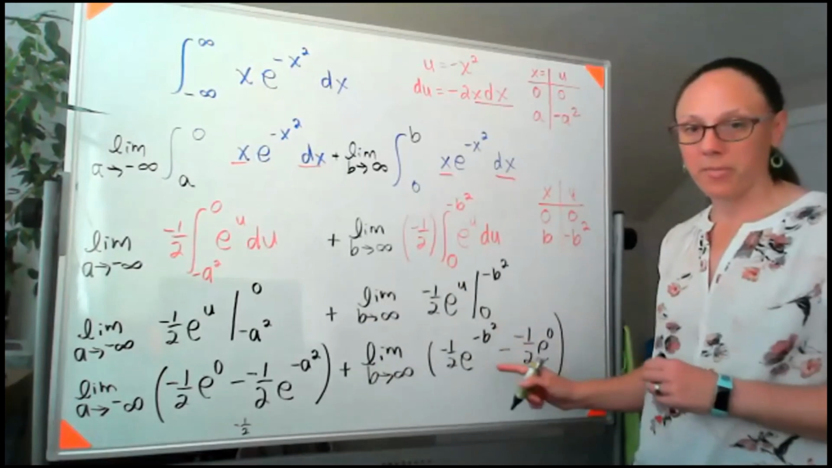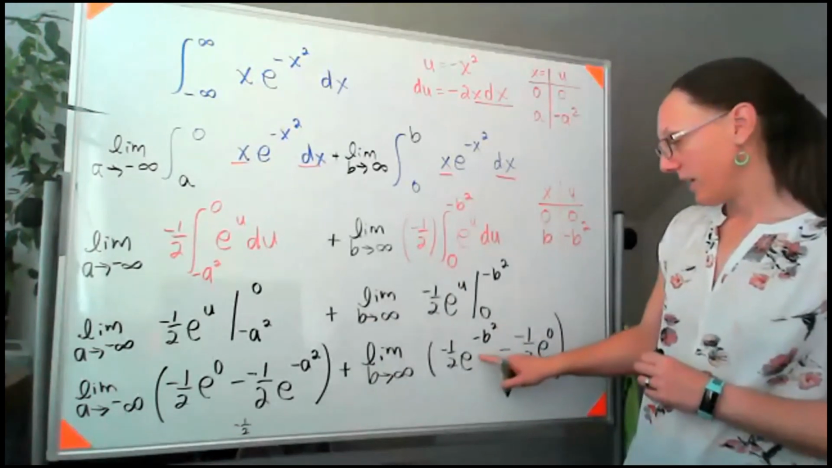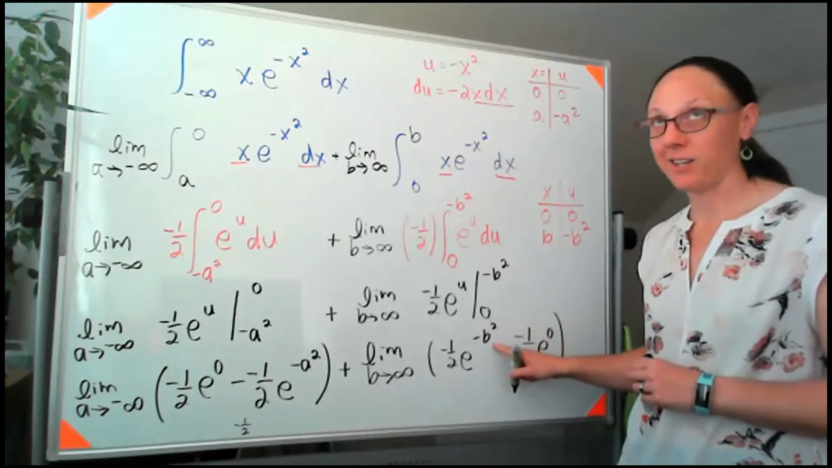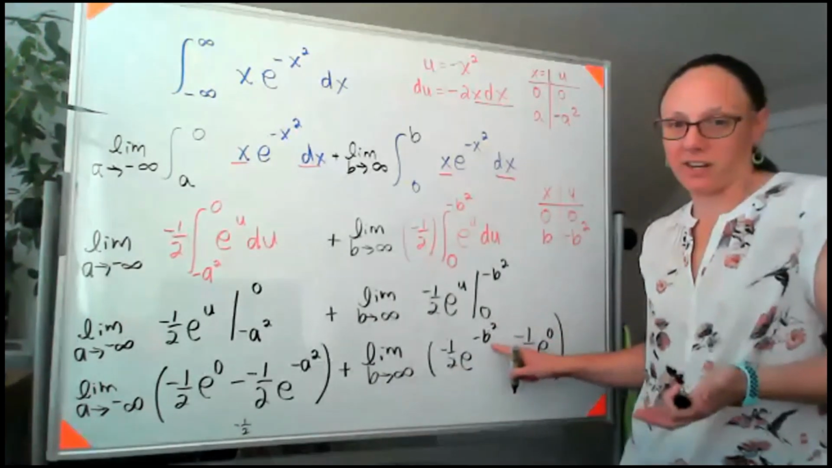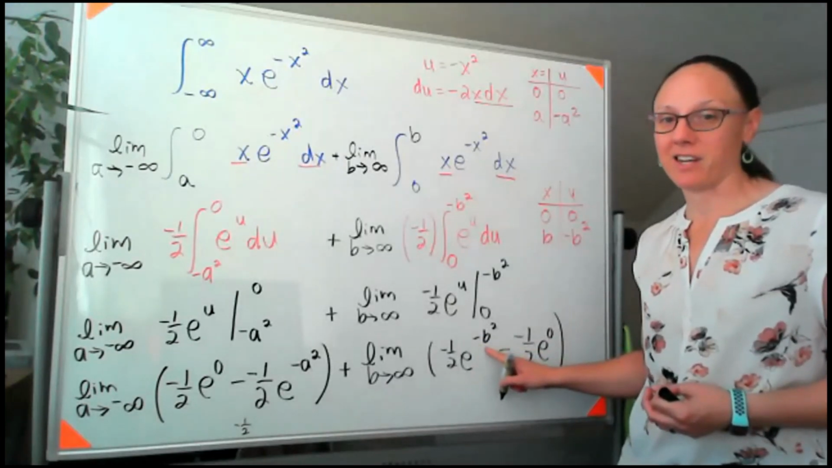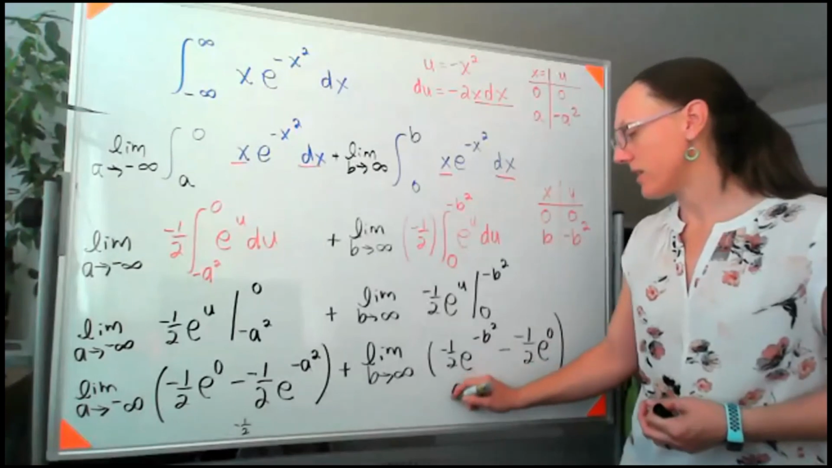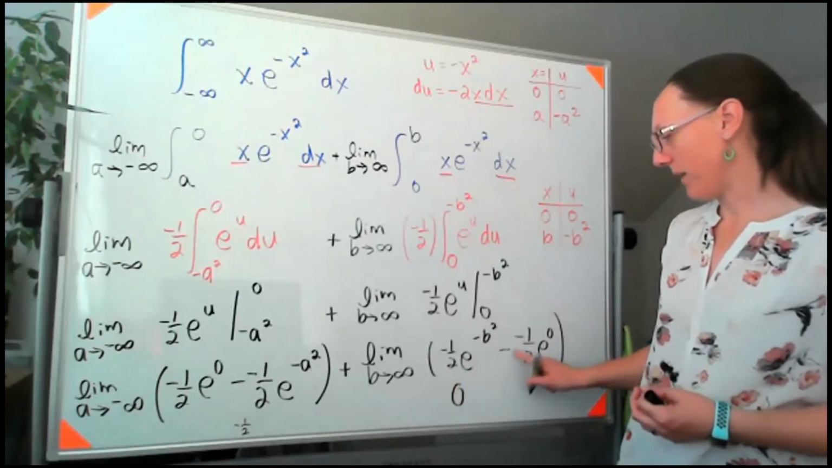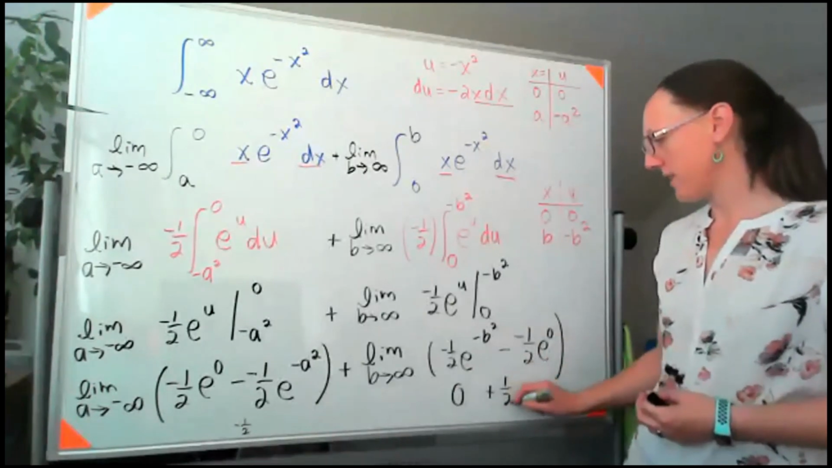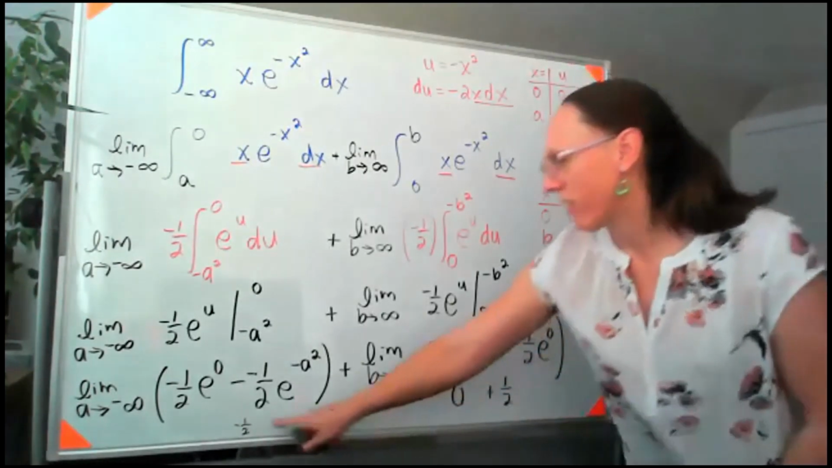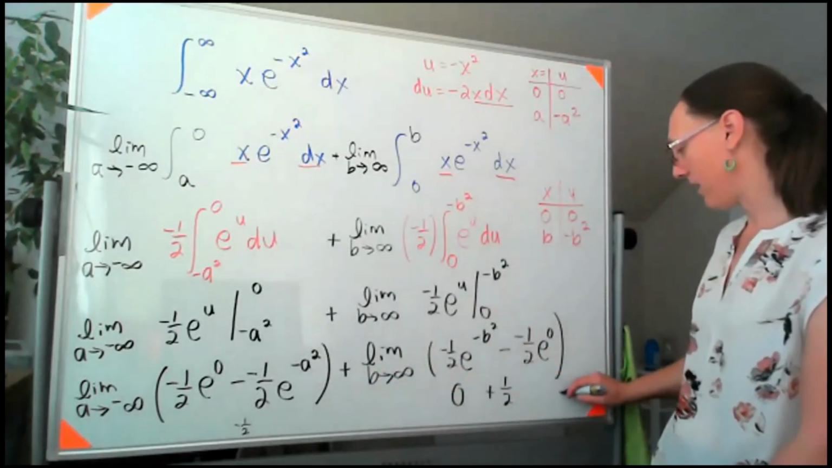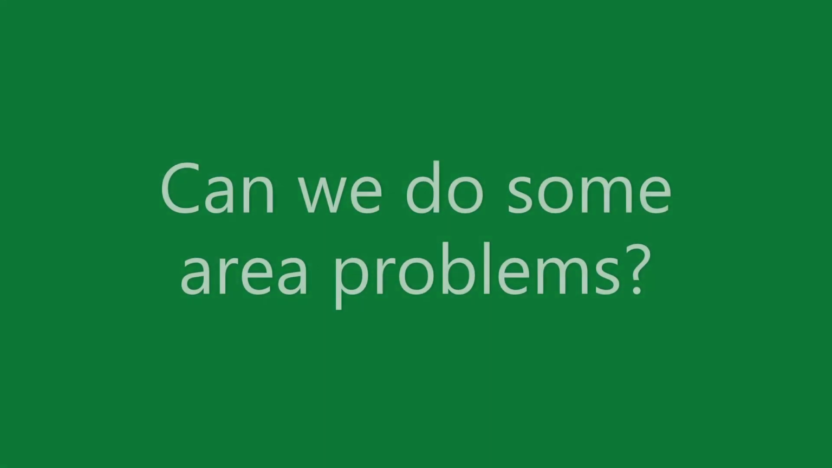Okay. I'm going to take that positive infinity and square it. So it's still positive infinity, but then make it negative. And e to the -infinity is going to 0. Minus a minus is going to make that plus. And e to the 0 is 1. So I've got a half. So I've got -1/2 from the front and a positive 1/2 over here. And my answer is 0.